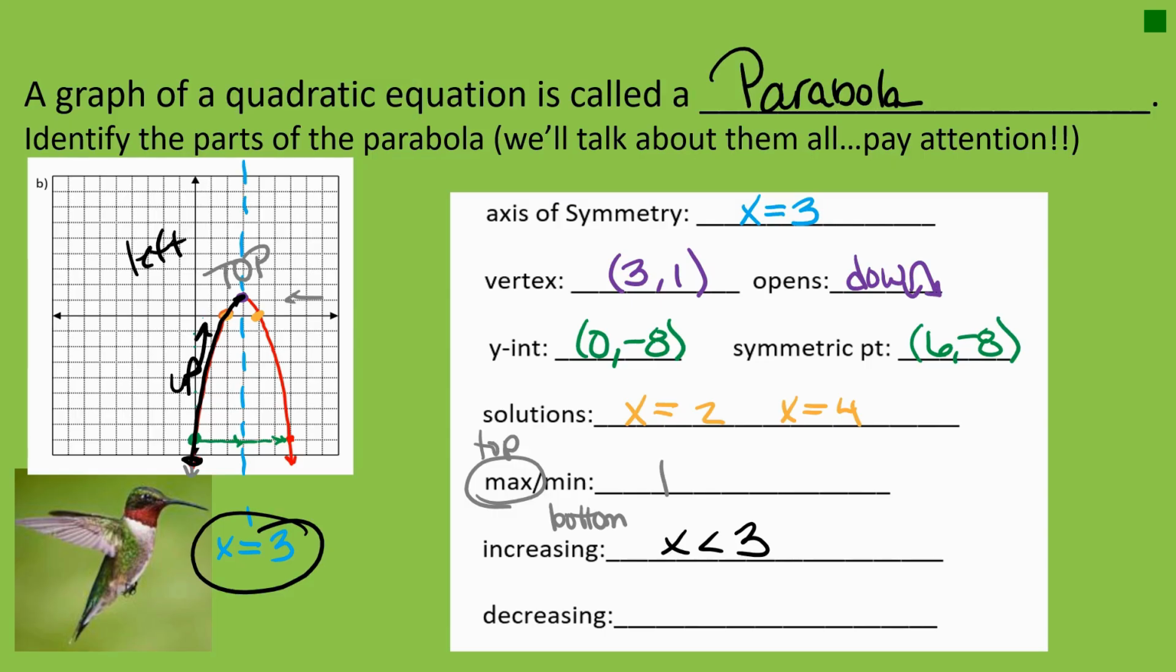It looks like it's decreasing because it's going down, but remember, we read from left to right. Then the last thing is from left to right, from the vertex over, it is going down. So that means everything to the right of the axis of symmetry is decreasing.